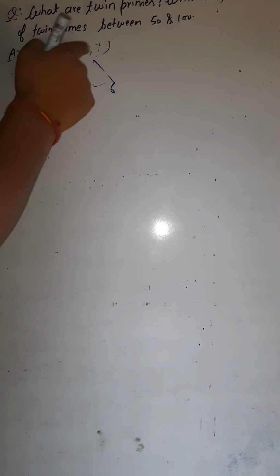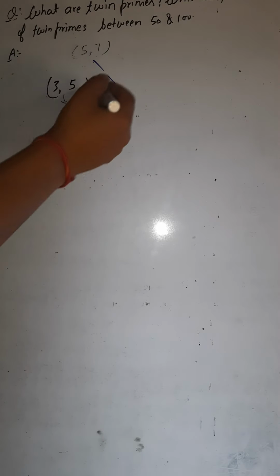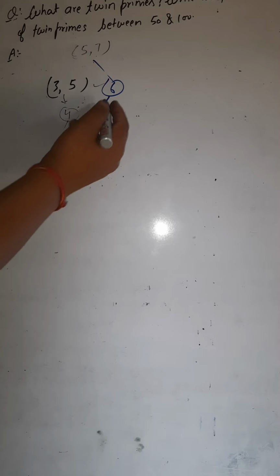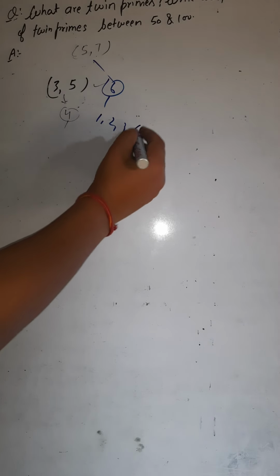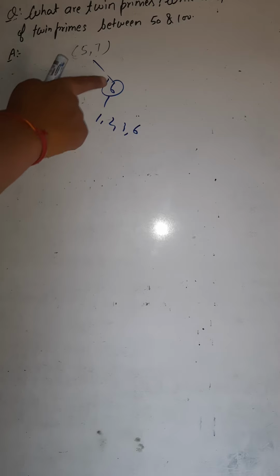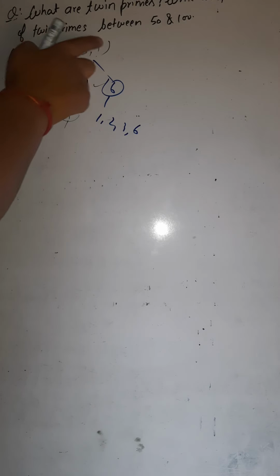You could see here between 5 and 7 there is one number, 6, and what is this 6? This 6 is a composite number. Why? Because it has more than 2 factors. So 6 is a composite number, and 5 and 7 are prime numbers. So you would call 5 and 7 twin primes. So 5 and 7 are twin primes, and 3 and 5 are twin primes.